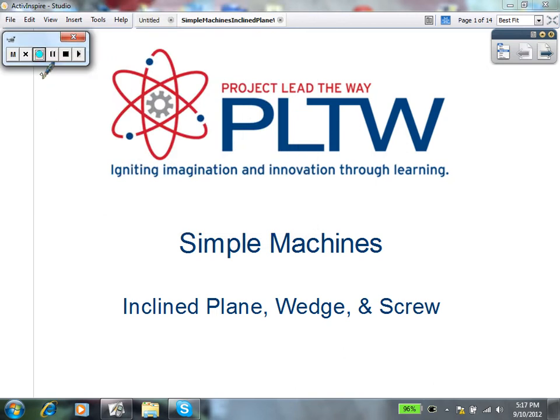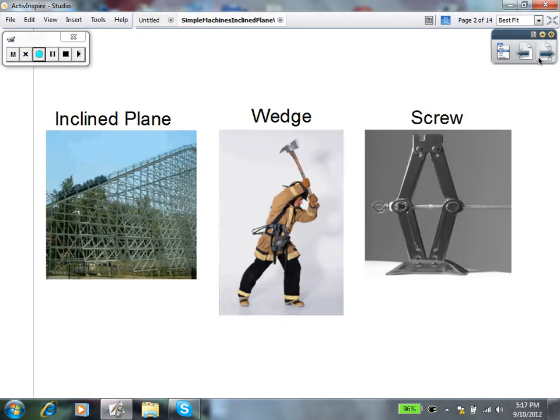Okay, we're going to start looking now at our last three simple machines. We're going to look at the inclined plane, the wedge, and the screw. Now if you remember, we said that the inclined plane was kind of the base simple machine, and then the wedge and screw are simple machines that are kind of based on the use of the inclined plane. You're just using the inclined plane in a different format.